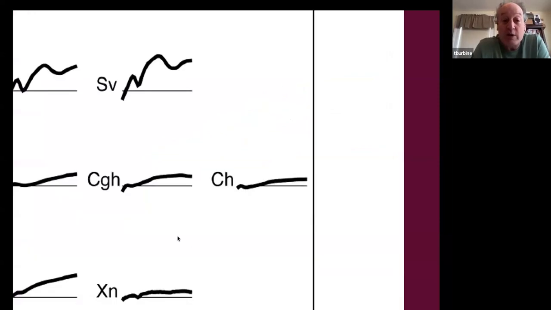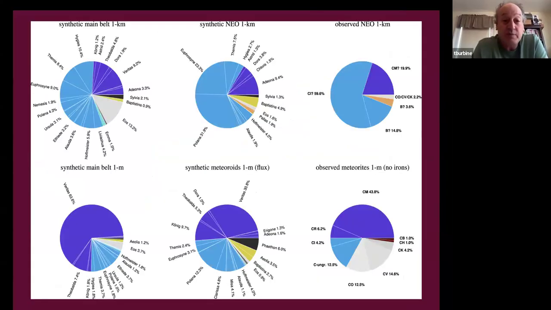And this is just as in the Bus-DeMeo classification. These are Chs, Cghs. You see this feature right here at about 0.7 microns. You also see it in Cgs, they tend to have a little stronger absorption feature. So these things are called Ch chondrites. The taxonomic class for the asteroid is Ch or Cgh.